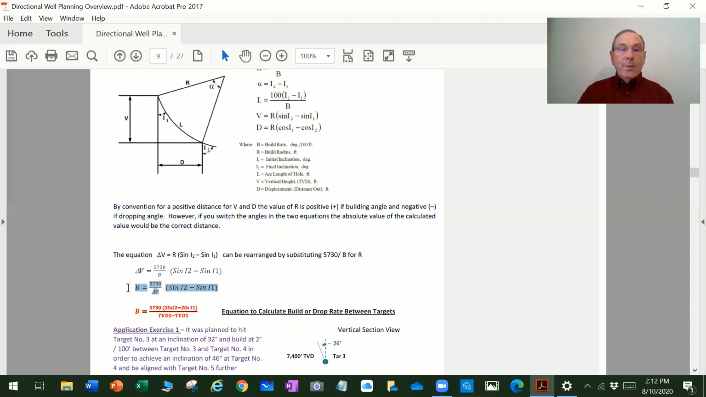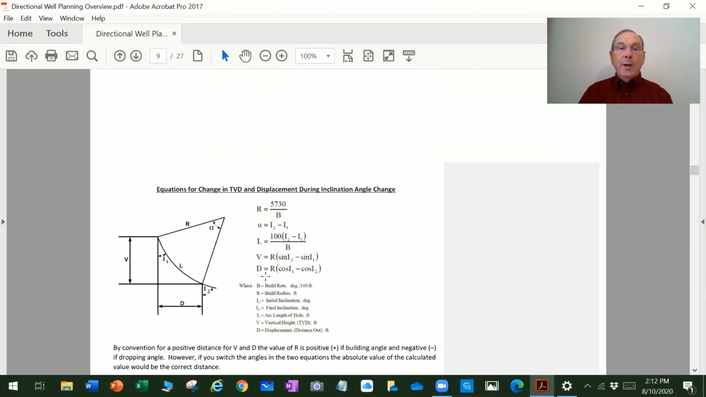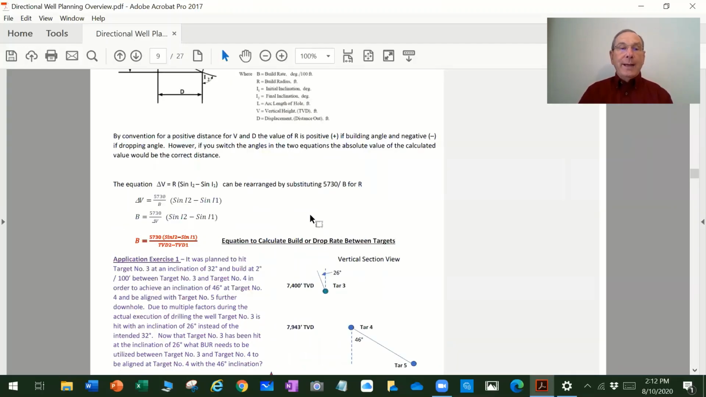Okay, so then we can rewrite that. This delta V is the change in TVD. So we have taken this equation and put it in a form such that we can calculate the build rate necessary to either build or drop between two targets when we know what the inclinations are at the two targets and we know the change in TVD between the two targets.